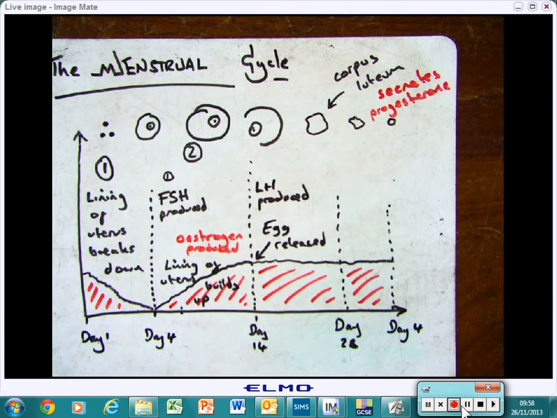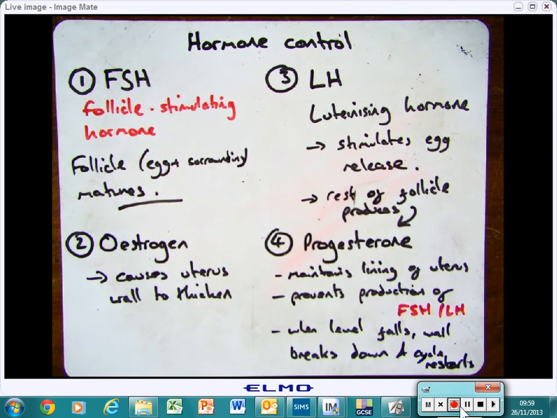So in summary for the final bit then, the progesterone maintains the lining of the uterus, it prevents the production of the follicle stimulating hormone and the luteinizing hormone, and then if fertilization doesn't occur, the level of progesterone will fall and the cycle starts again, the wall breaks down.